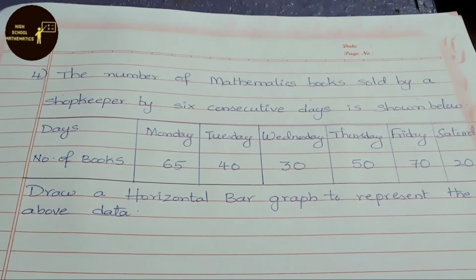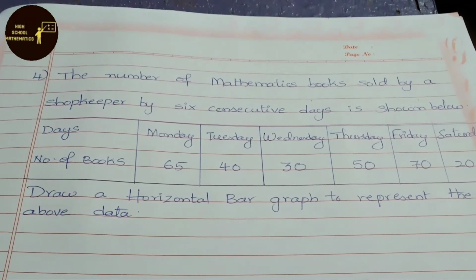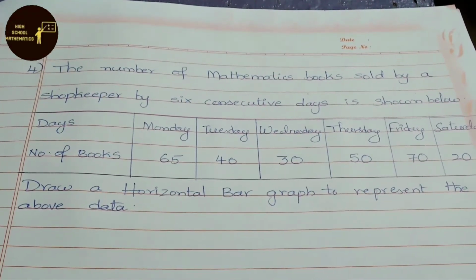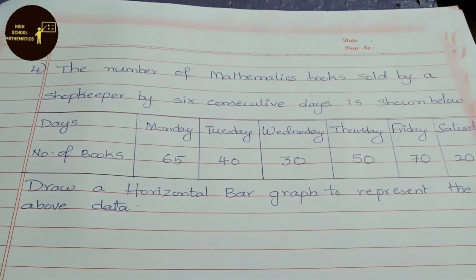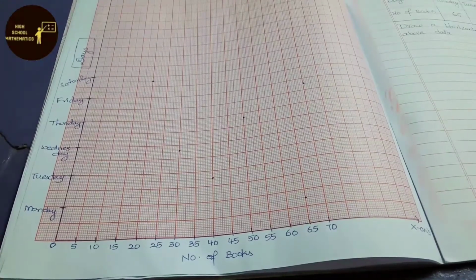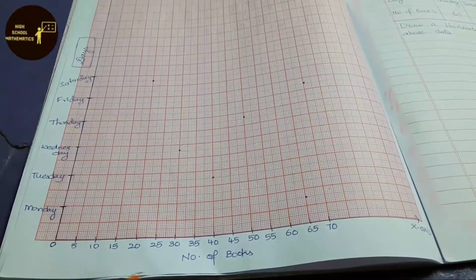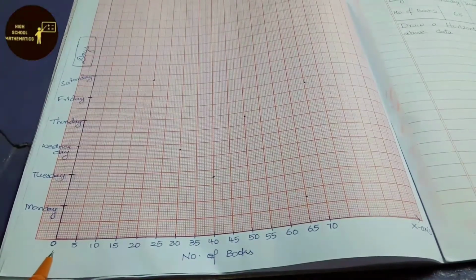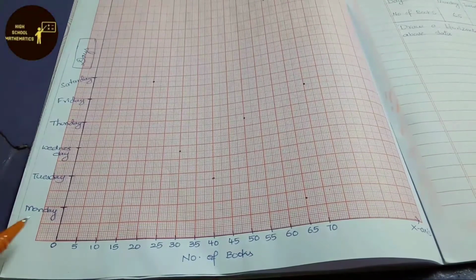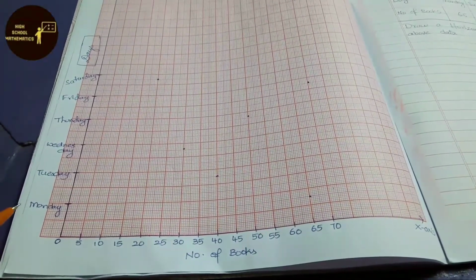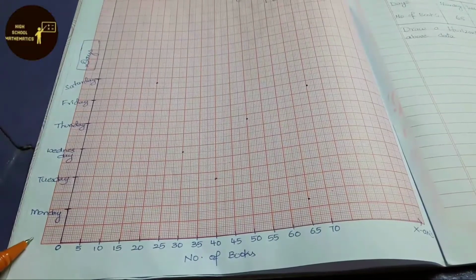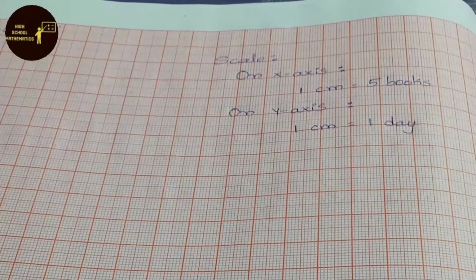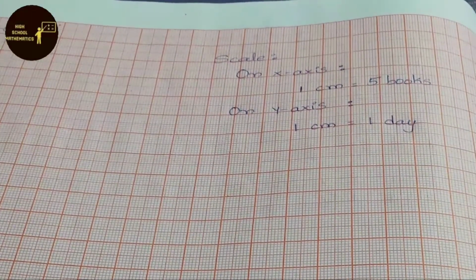Monday 65, Tuesday 40, Wednesday 30, Thursday 50, Friday 70 and Saturday 20. Now we have to draw a horizontal bar graph to represent the above data. On the x-axis we have taken number of books, that is 5, 10, 15 and so on up to 70. That is, on the x-axis 1 centimeter equals 5 books. On the y-axis we have taken days, that is Monday to Saturday. On the y-axis 1 centimeter equals 1 day. See the scale now.